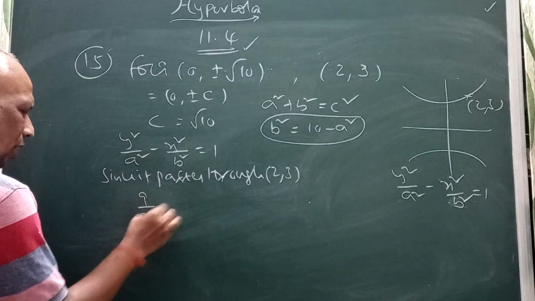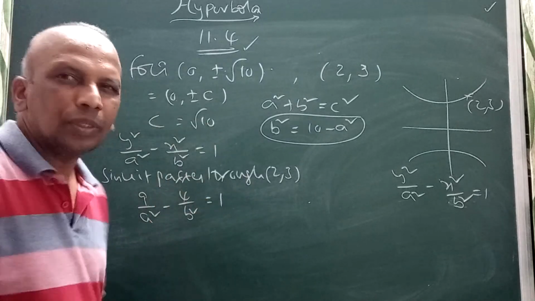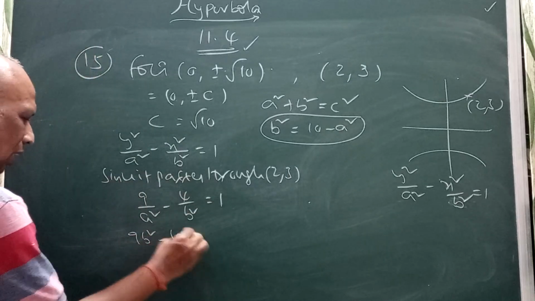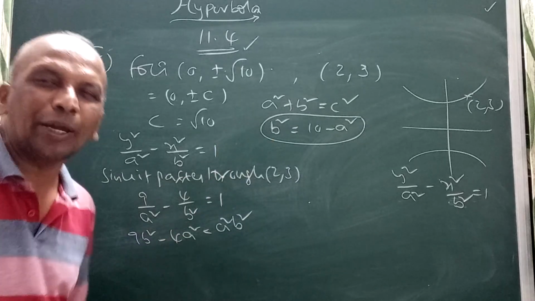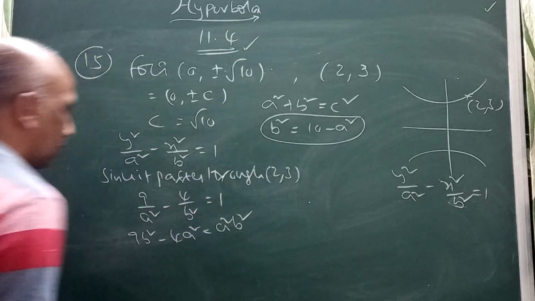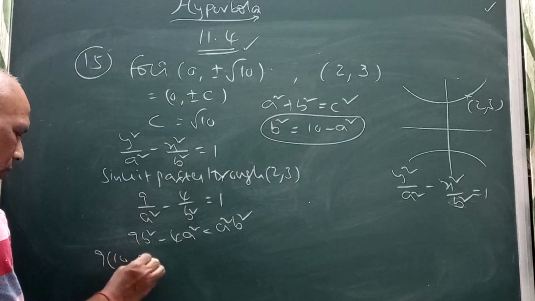You will get 9 by a square minus 4 by b square is equal to 1. If I simplify this, 9b square minus 4a square is equal to a square b square, right? I'm trying to find the value of a and b. But we know b square equal to 10 minus a square. I can write 9 into 10 minus a square.